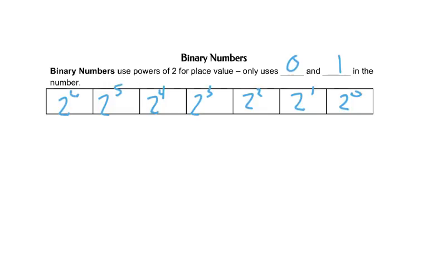Now 2 to the power of 0 would be 1. 2 to the first power is 2. 2 to the second power means 2 times 2, which is 4. 2 to the third power means 2 times 2 times 2, which is 8. 2 to the fourth power is 16. So we're just multiplying by 2 every time we go over. 1 times 2 is 2. 2 times 2 is 4. 4 times 2 is 8. 8 times 2 is 16. 16 times 2 is 32. And 32 times 2 is 64.